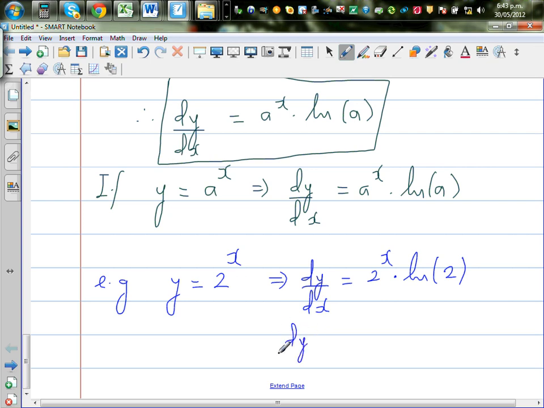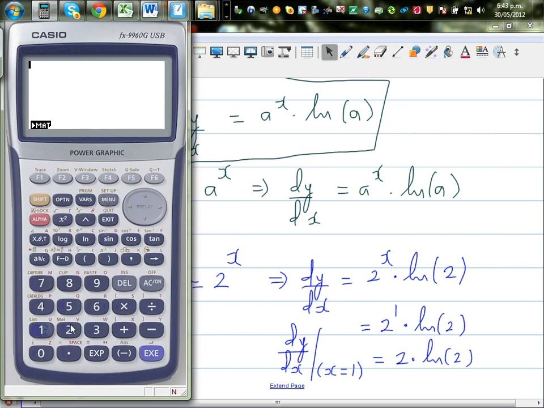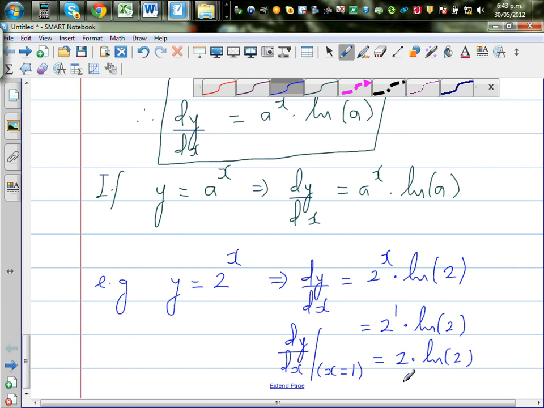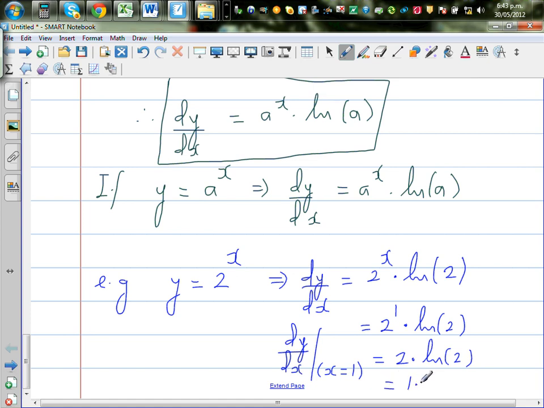So for dy by dx, let us take an arbitrary x value, say x is equal to 1. At x is equal to 1 it would be 2 to the power 1 times natural log of 2. I need a calculator. This is 2 times natural log of 2. So let me get the calculator. 2 times natural log of 2 is 1.38. Let me write that: 1.38, I'll not write all the numbers.